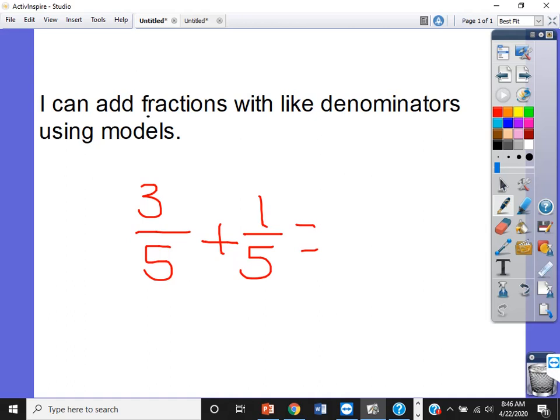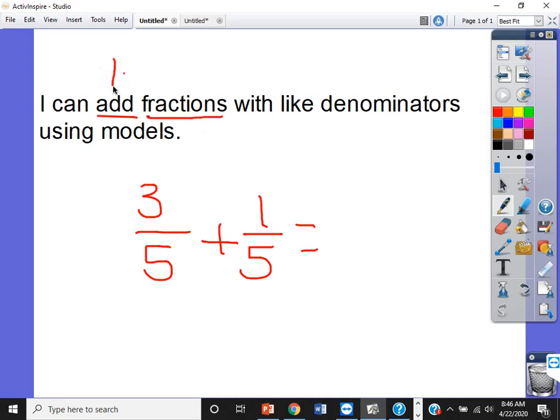Hi everyone. Today our lesson is going to focus on adding fractions. So before we begin, let's take a look at our I can statement for today. Our I can statement for today says I can add fractions.